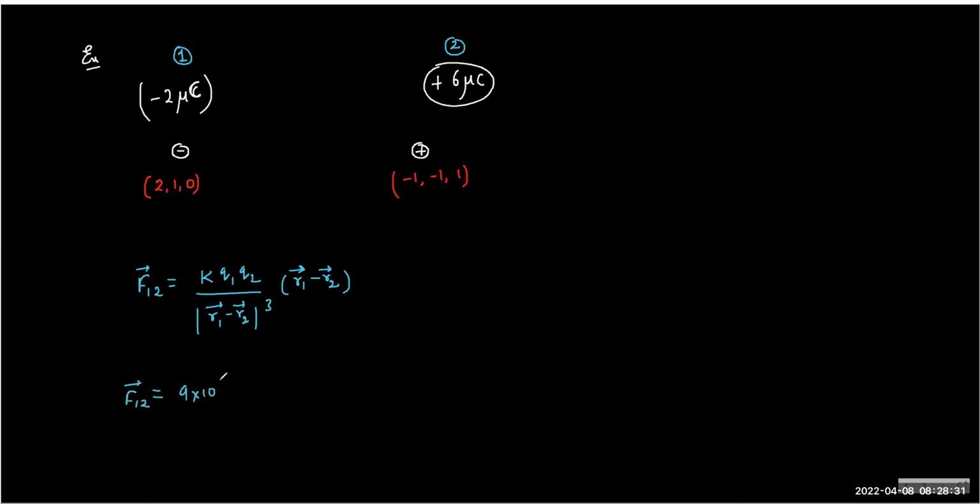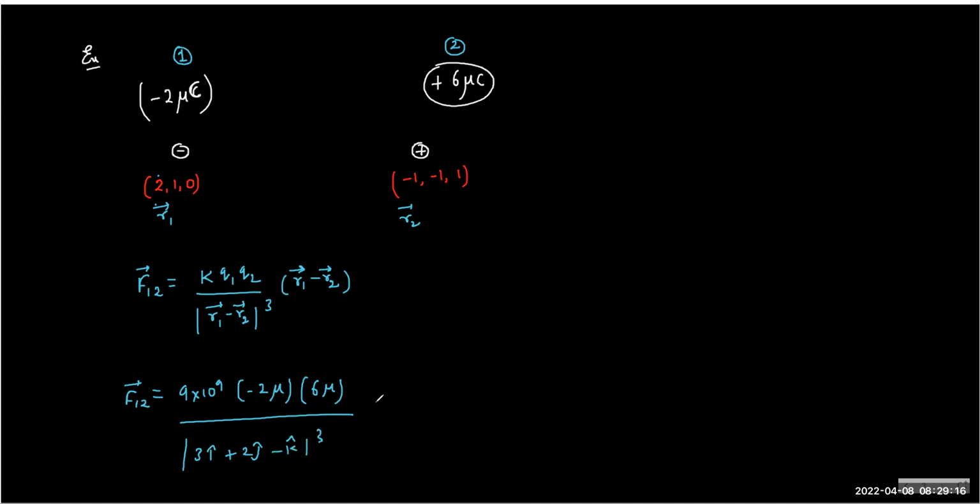So 9 into 10 to the power 9. Then what I said is, while using the vector formula, we put the charge with sign. So minus 2 micro, because micro is a number, so it's 10 power minus 6. Q2 is 6 micro. We don't write Coulomb. Now look at this, how to write R1 minus R2. This is R1, this is R2. Now let's separate: 2 minus minus 1, how much? 3. 1 minus minus 1, 2. 0 minus 1.